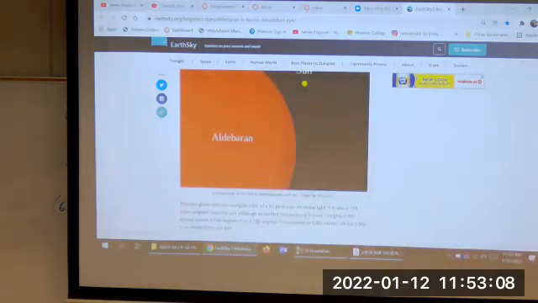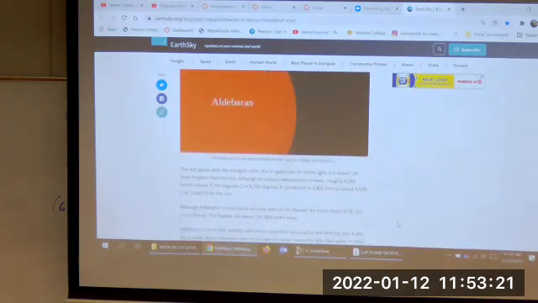It says it's the orangish color of a K5 giant star, 153 times brighter than our sun. Surface temperature is lower because it's a red star, 4,000 Kelvin, or about 3,700 degrees Celsius, 6,700 degrees Fahrenheit. Our sun is about 10,000 degrees Fahrenheit.